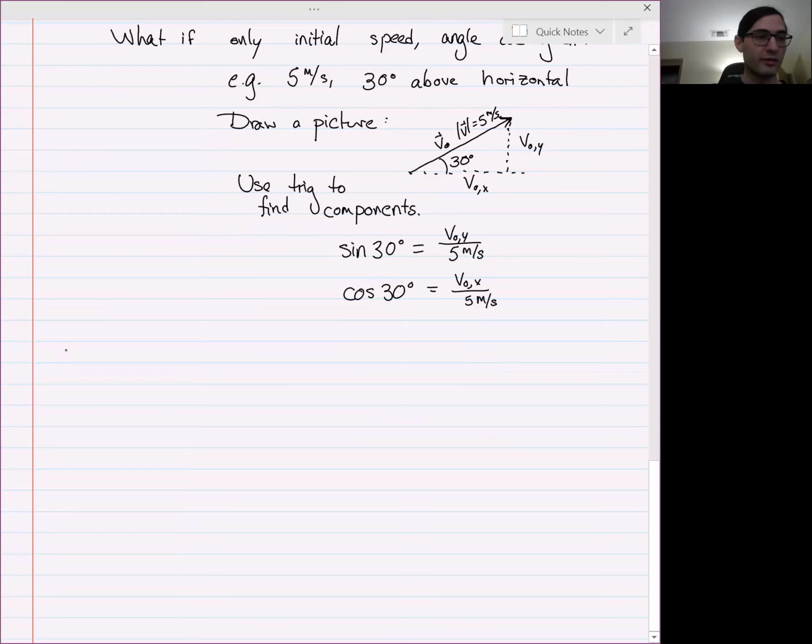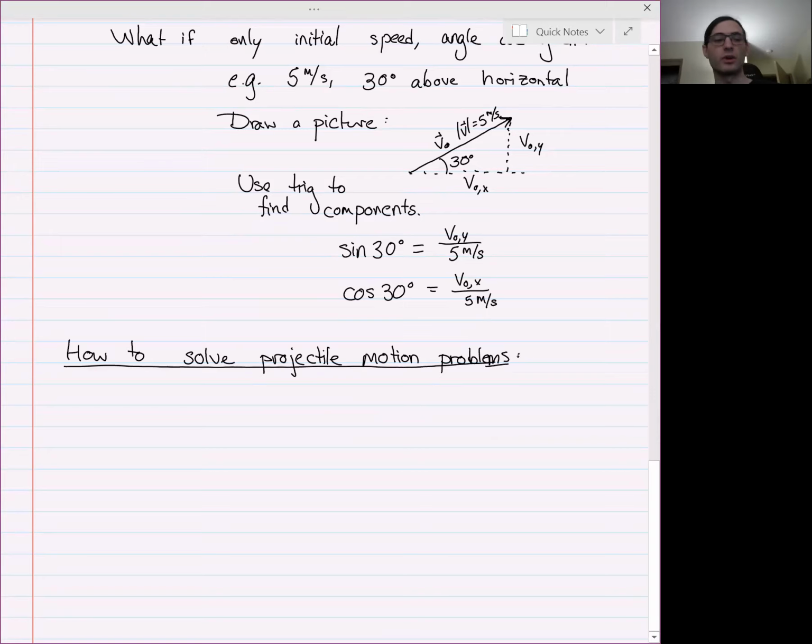So let me just go over some general tips of how to solve projectile motion problems. And if you guys want to stick around after lecture, I can actually do one of these examples. I will derive the thing that I'm about to, or I will find the formula that I'm going to give you as an example after this.